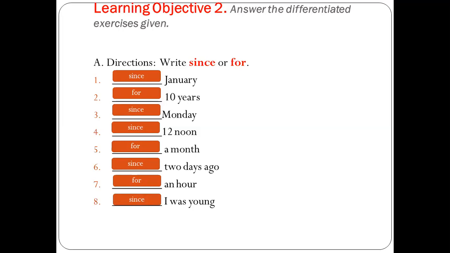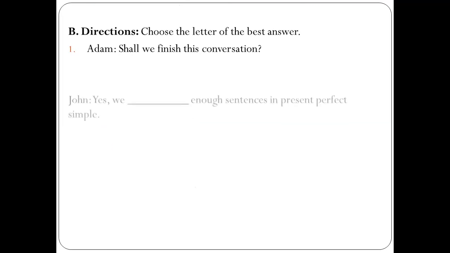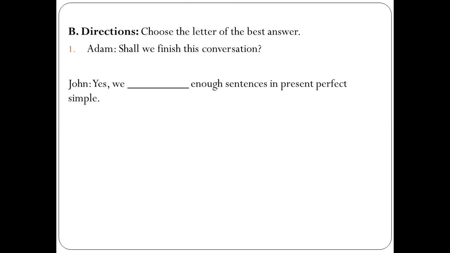So letter B. Directions. Choose the letter of the best answer. So you're going to choose the correct answer here using present perfect tense. Number 1, Adam: Shall we finish this conversation? John: Yes. We blank enough sentences in present perfect simple. So choices.